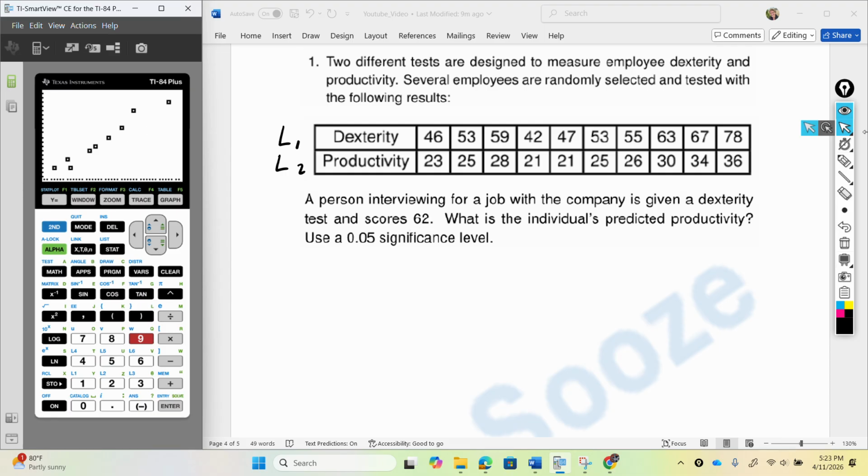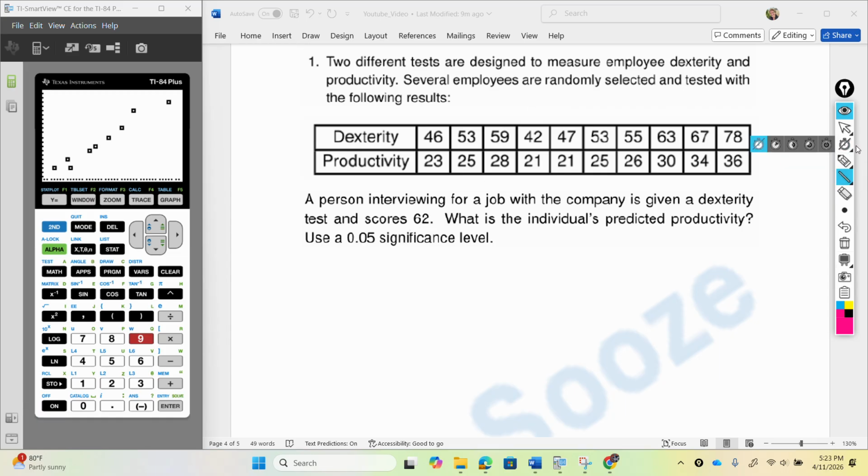Now that looks very much to me like there is a linear correlation going on. It does look like it. Okay, but I can't just eyeball it and say. I have to prove it.